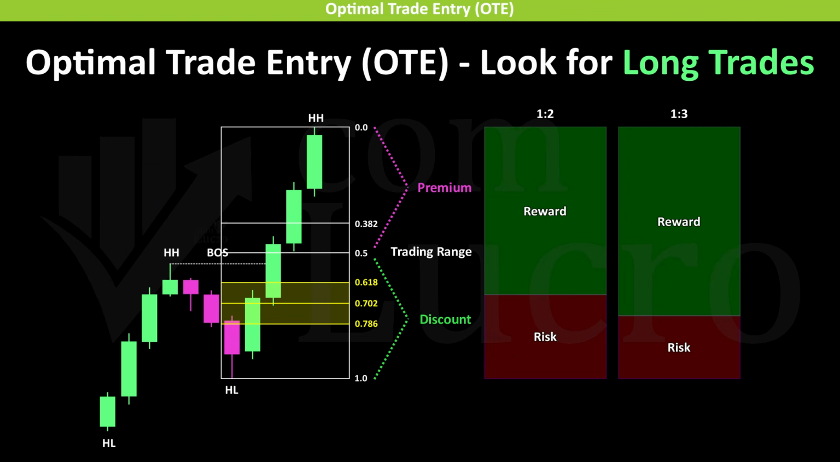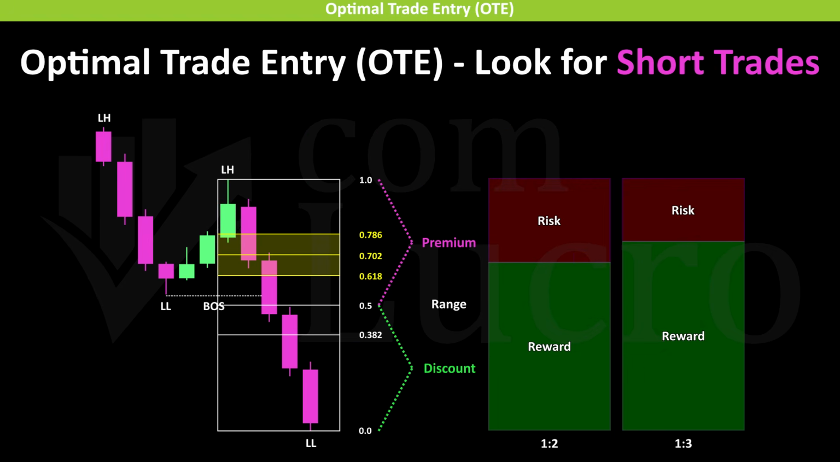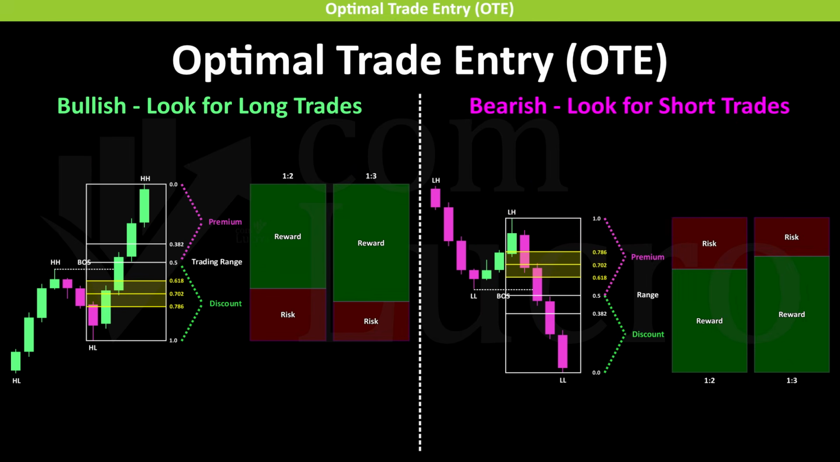In a bullish scenario, the 0 level should be placed at the swing high and the 1 level at the swing low. In a bearish scenario, the 0 level should be placed at the swing low and the 1 level at the swing high. Regardless of how the Fibonacci is drawn, the premium zone will always be located in the upper half of the range, while the discount zone will always be located in the lower half. The position of the Fibonacci levels may change, but the concepts of premium and discount remain the same.